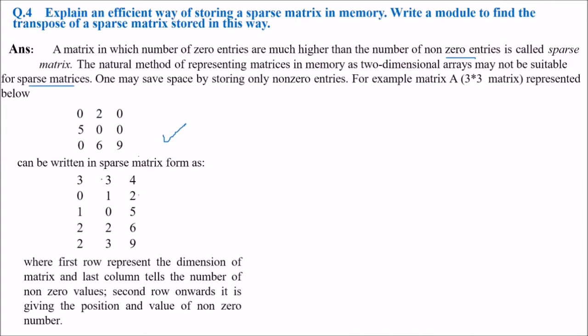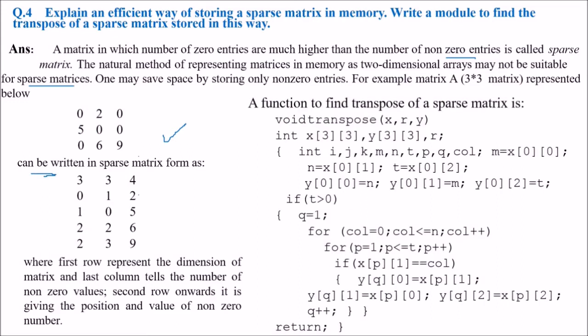So the first row represents the dimension of the matrix. The last column represents the number of non-zero values. How many non-zero values? We have 1, 2, 3, 4, 4 non-zero values. Second row onwards, it is giving the position and the value of the non-zero numbers. So it is giving the position, but we are interested in that we have 4 non-zero numbers.